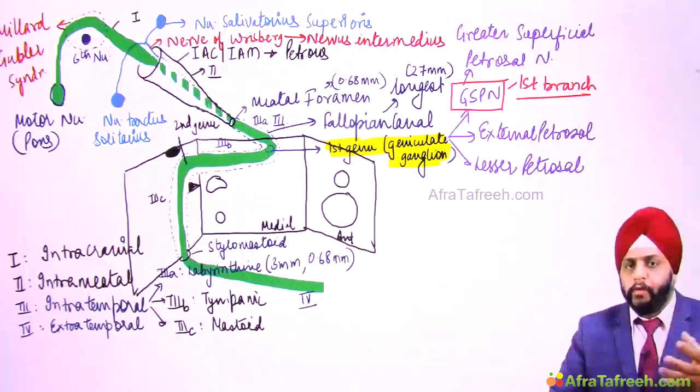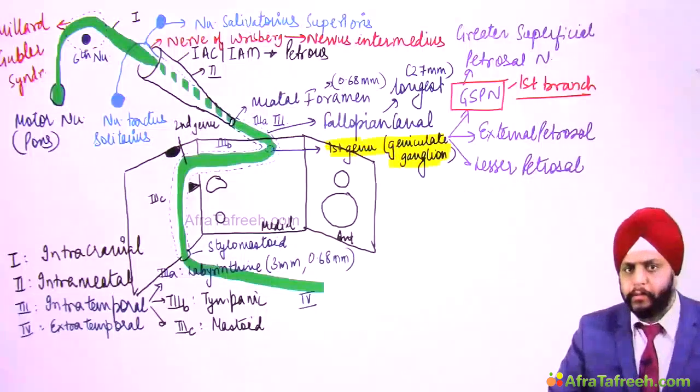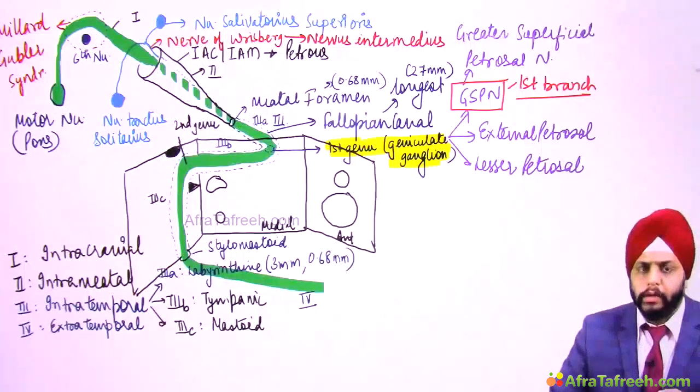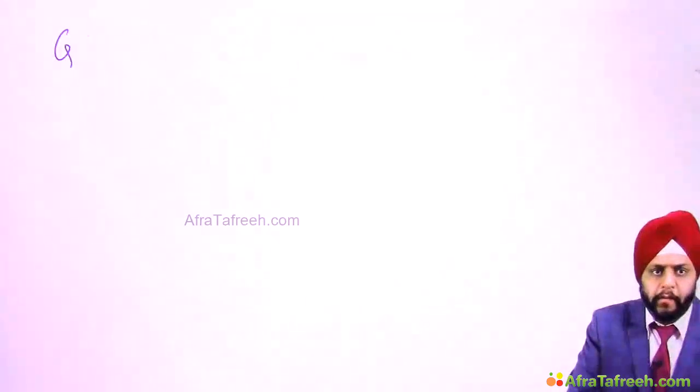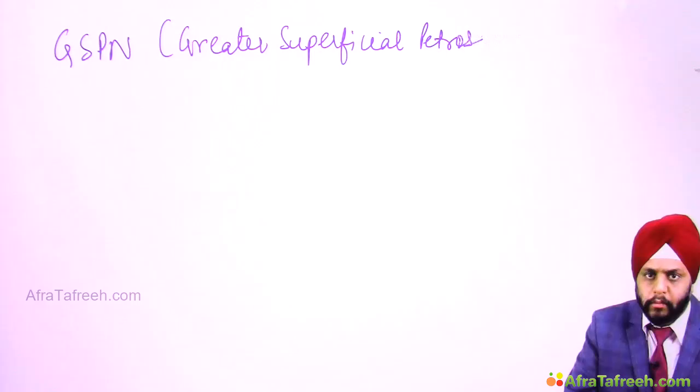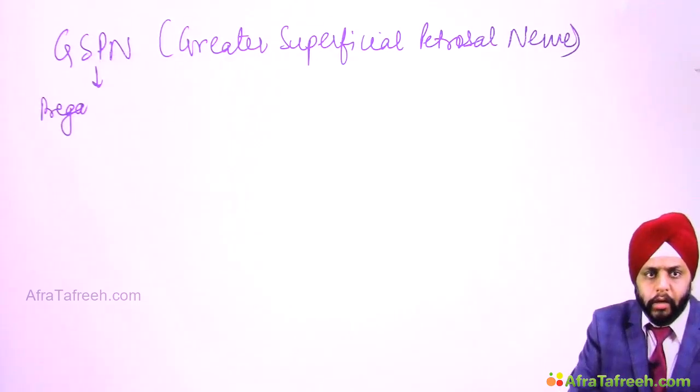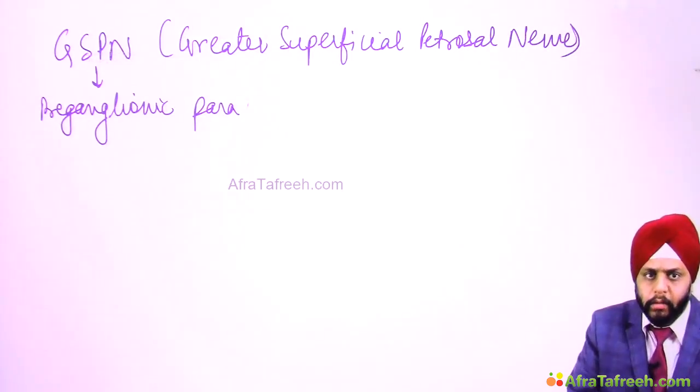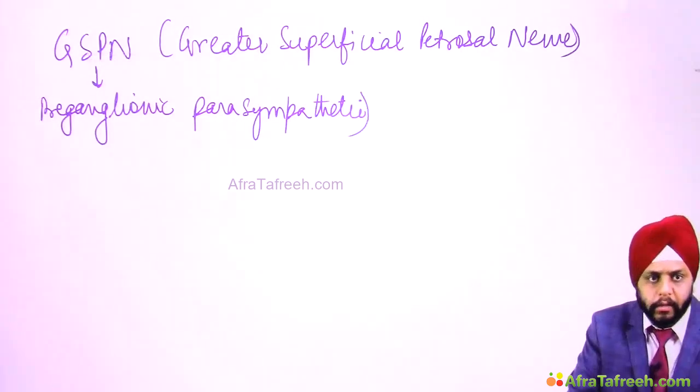Now before we go ahead, let's talk about these branches. All right, so let's first talk about the GSPN. So the GSPN, that is your greater superficial petrosal nerve. Okay, greater superficial petrosal nerve. Now this GSPN, it carries preganglionic parasympathetic fibers. Preganglionic parasympathetic fibers. Am I right?